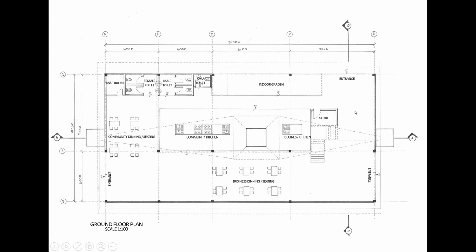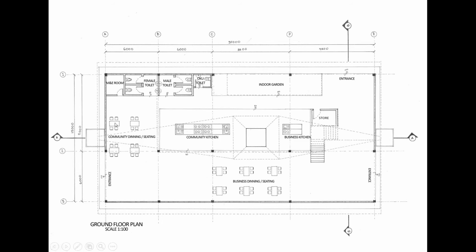When you come in from here, I propose and suggest that most of the hawkers would come in, because from this side there is this store for the business kitchen. So the hawkers can come in and store their equipment inside this store, and then proceed to the business kitchen. Once you come in, you can see this indoor garden, which is a double volume indoor garden to beautify the space inside and to feel like you are in a more natural space.